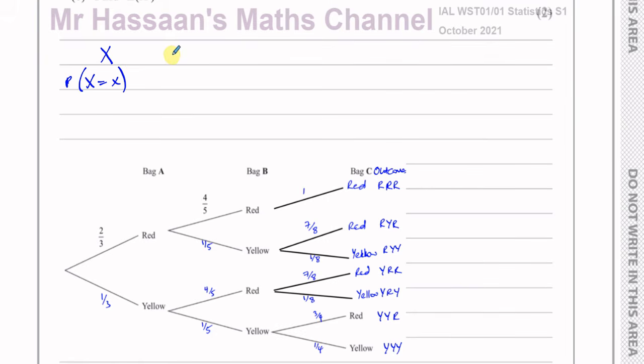We've got to first think about what values x could possibly have. When you play this game, it is possible that you have no yellows picked. Okay, that's one possibility, that you don't have any yellows picked.